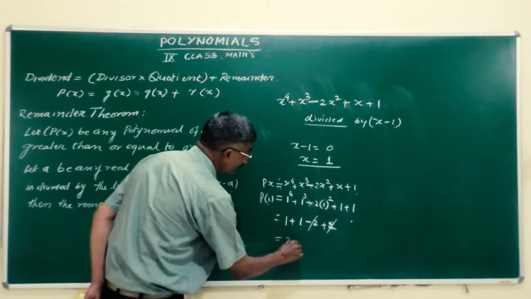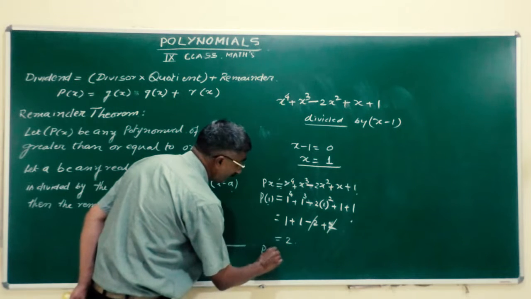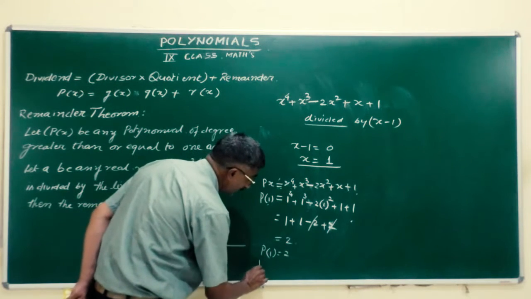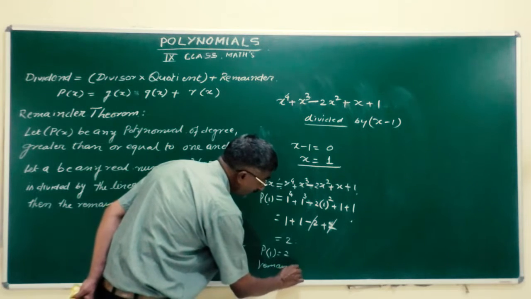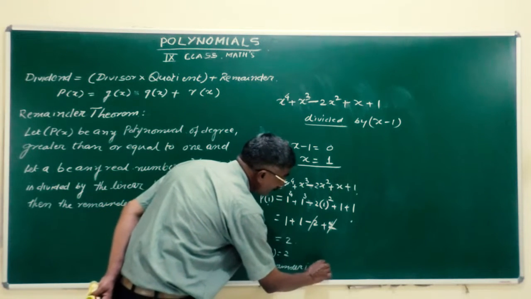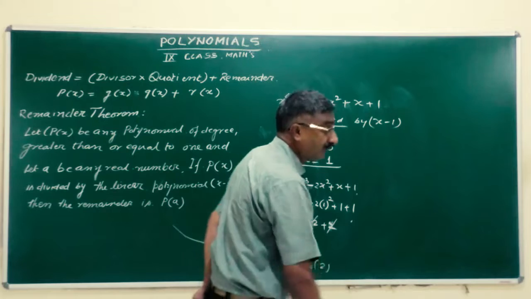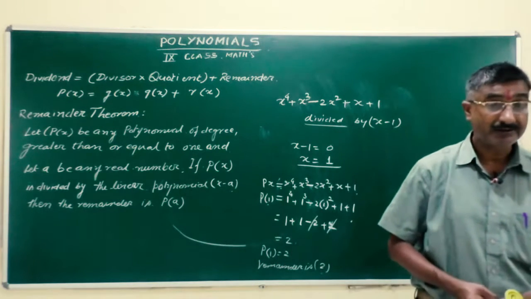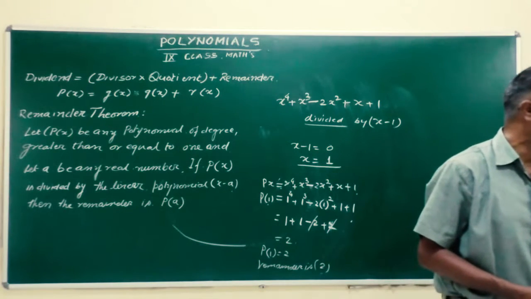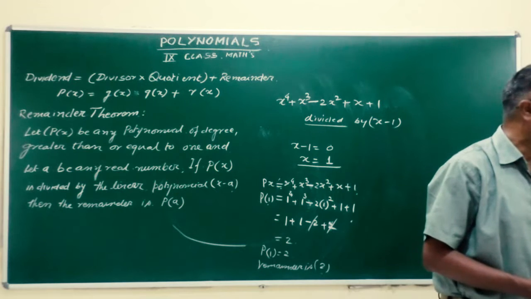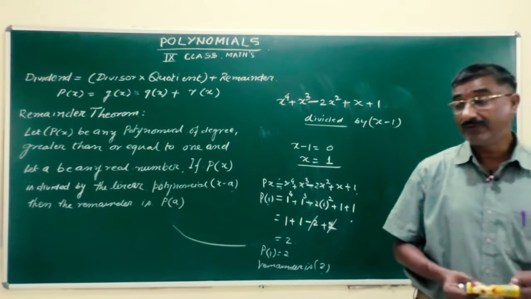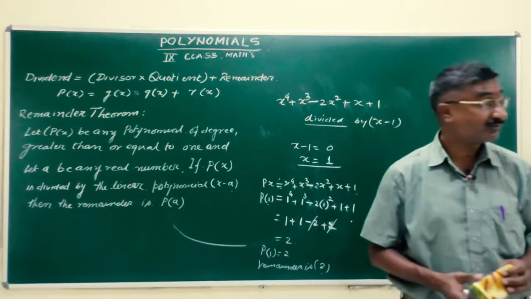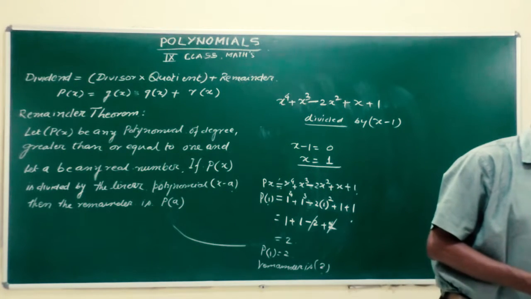So this is equal to 2. So P(1) is equal to 2, which means the remainder is 2. Clear? The remainder is 2. So if we divide the polynomial by x minus 1, we will get the remainder equal to 2. Similarly, we can take the second example.